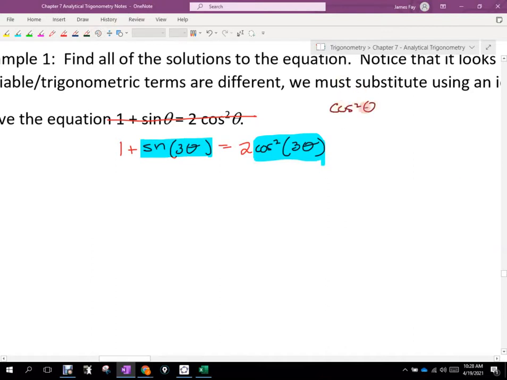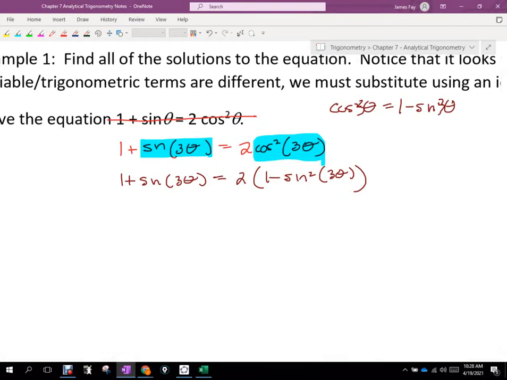cosine squared theta should equal 1 minus sine squared theta, right? Now just be aware that instead of theta now it's 3 theta, but it's the same substitution. So now I'll have 1 plus sine of 3 theta equals 2 times 1 minus sine squared of 3 theta. Is everybody okay with that? Now did that get everything down into one trig function? Yeah. Okay.